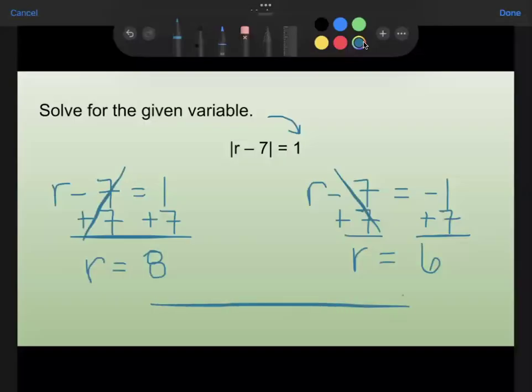So if I had to graph that on a number line, I need to make a number line that included 6 and 8, and then I would just put the two dots on there. So this would be my final answer.